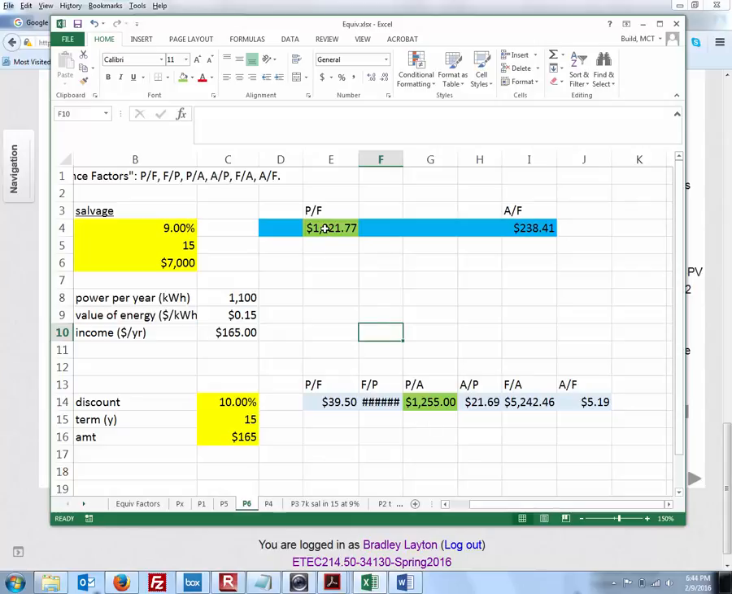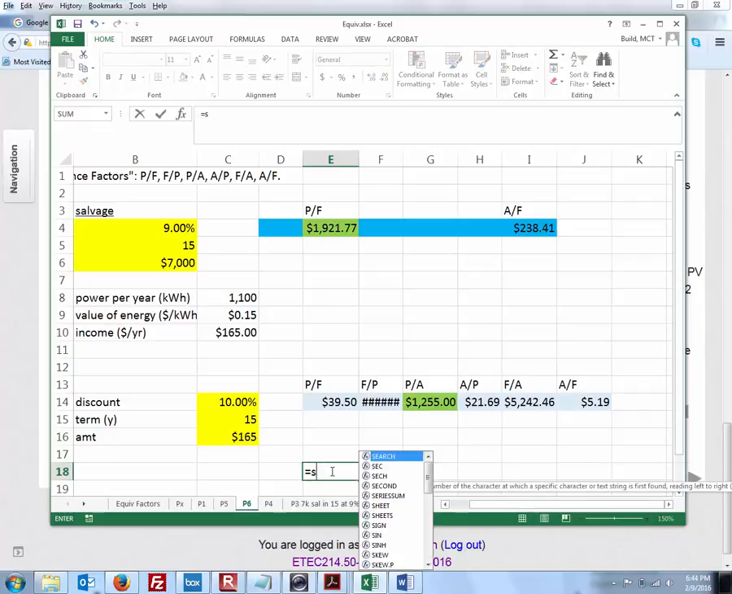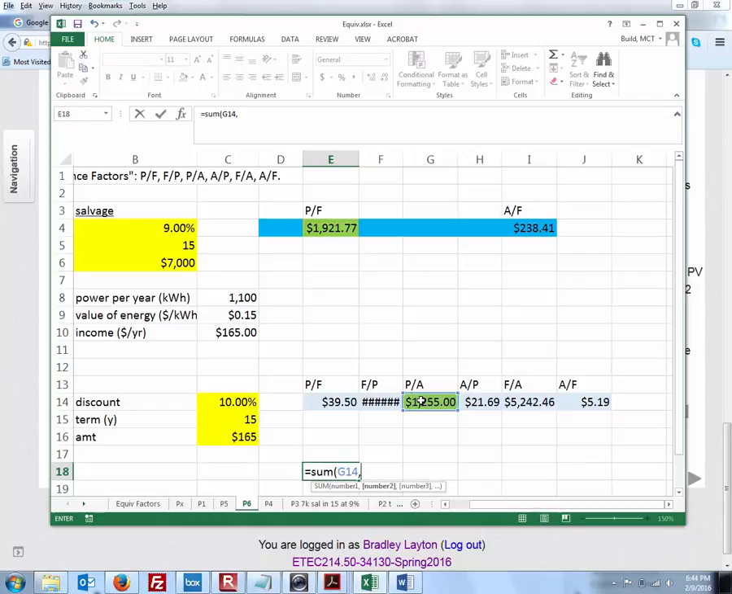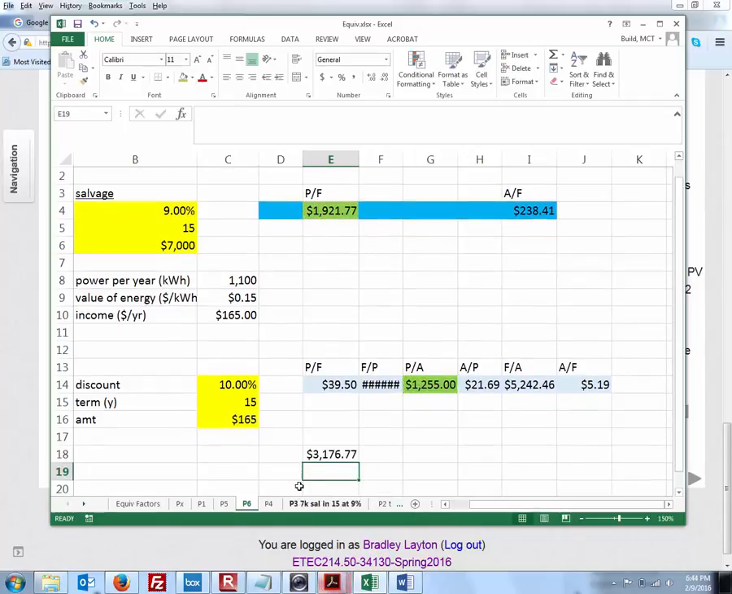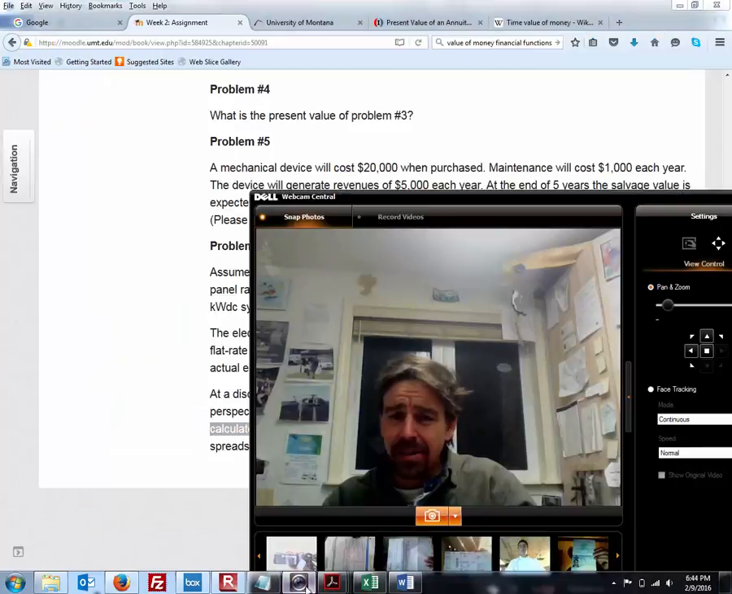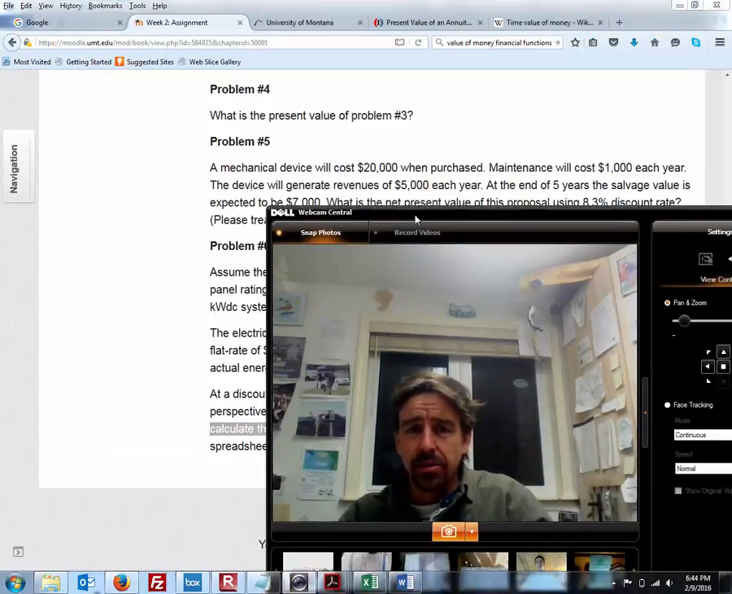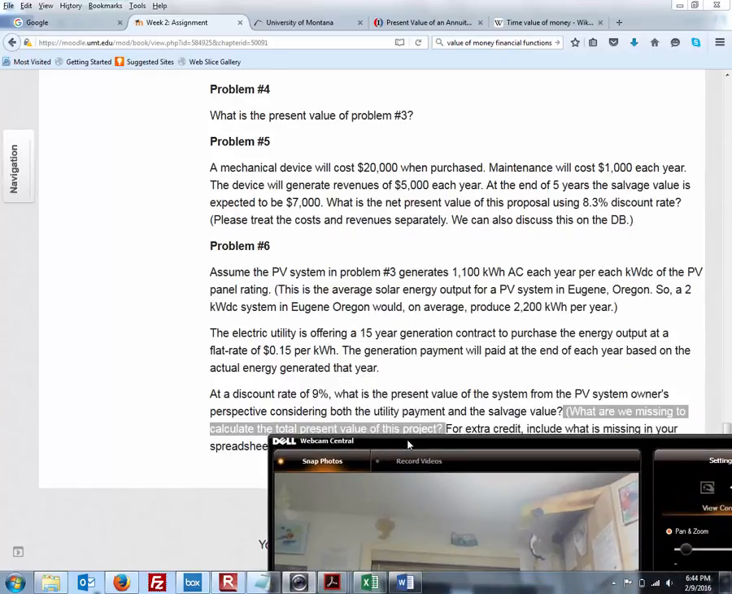And now I've got the present value of the system, present value of the annuity, equals the sum, present value, $3,176.77. So I don't think I made too many mistakes there. Let's just review it one more time.